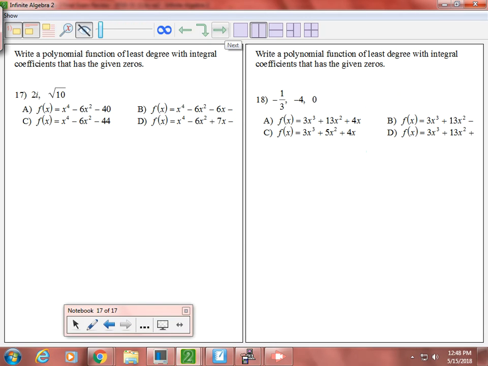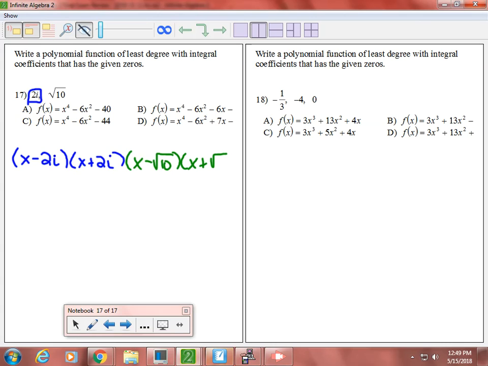Our next one is writing polynomial functions when you're given roots. So remember that these always have opposites. So I have x minus 2i and x plus 2i. Then our square roots also have opposites. So I have x minus root 10 and x plus root 10. So I'm going to FOIL both of these separately, and then I'm going to combine them together.